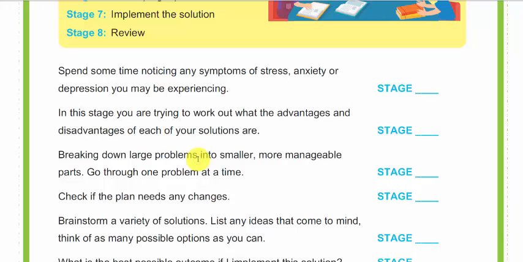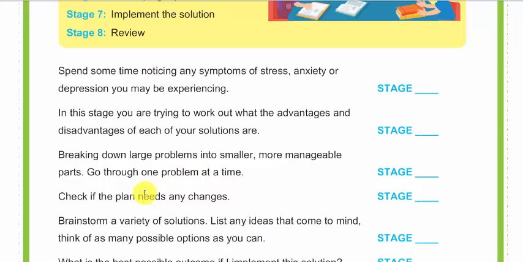The next one says, breaking down large problems into smaller, more manageable parts. Go through one problem at a time.